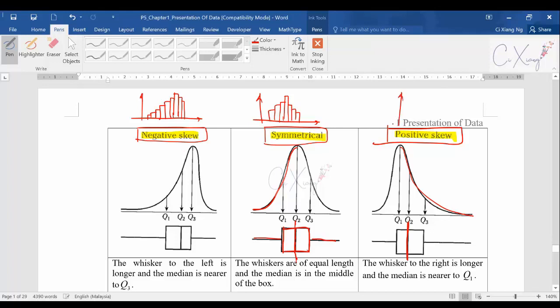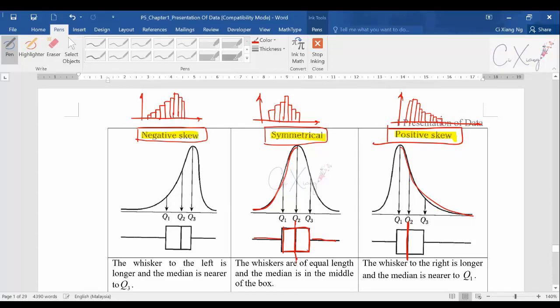Then how about positively skewed? I think you can guess the shape already. It might be something like this. The highest bar will not necessarily be on the left, but it is more on the left hand side, and on your right hand side you have lower bars. So this one is called positively skewed.